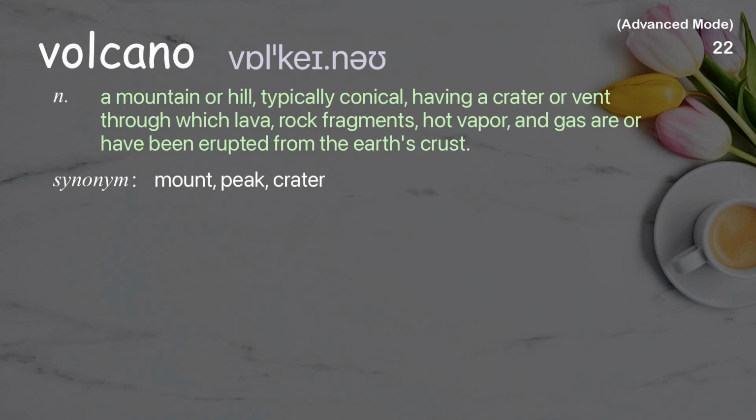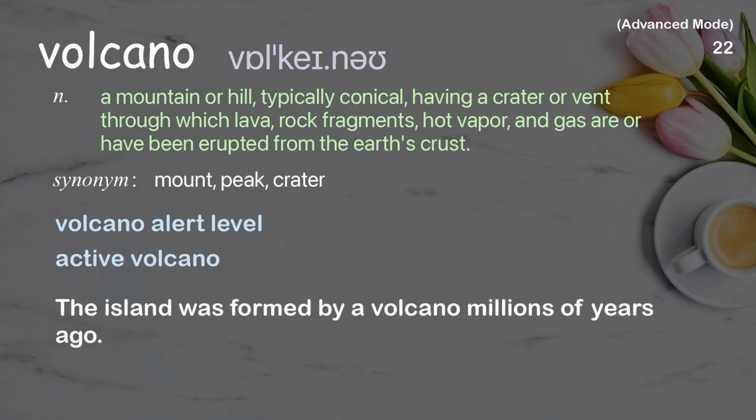Volcano. A mountain or hill, typically conical, having a crater or vent through which lava, rock fragments, hot vapor, and gas are or have been erupted from the Earth's crust. Examples: Volcano alert level, active volcano. The island was formed by a volcano millions of years ago.